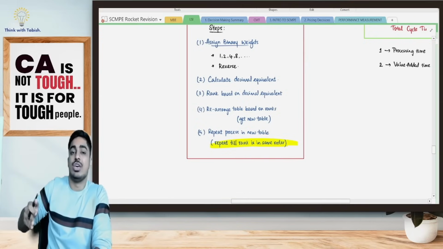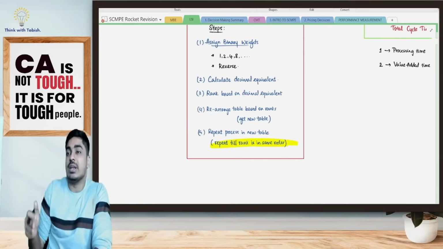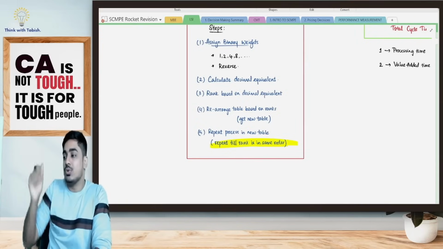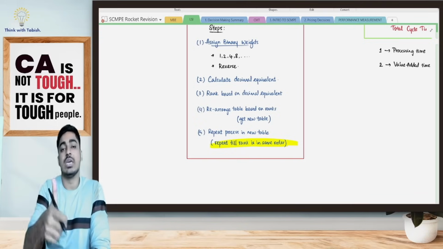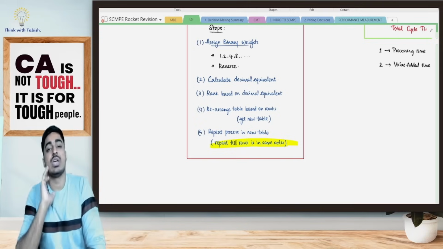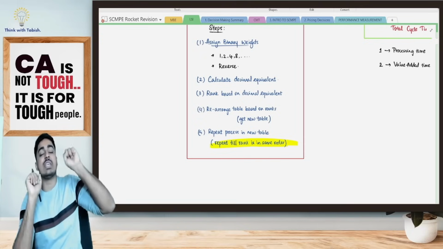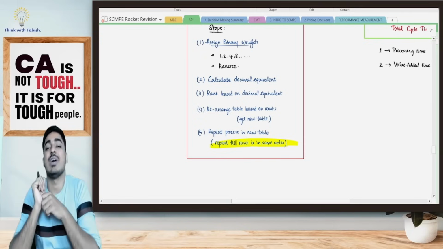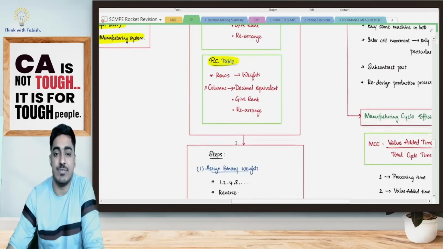When you have calculated your rank based on the decimal equivalent, if that rank is in the same order, 1, 2, 3, 4, 5, 6, then your work is over. Based on that, you can bifurcate your machines as well as parts into 2 or 3 or however many families that you want. Is it clear, everyone?